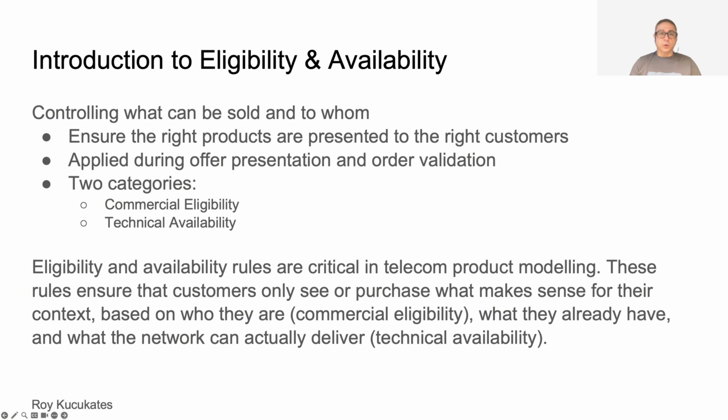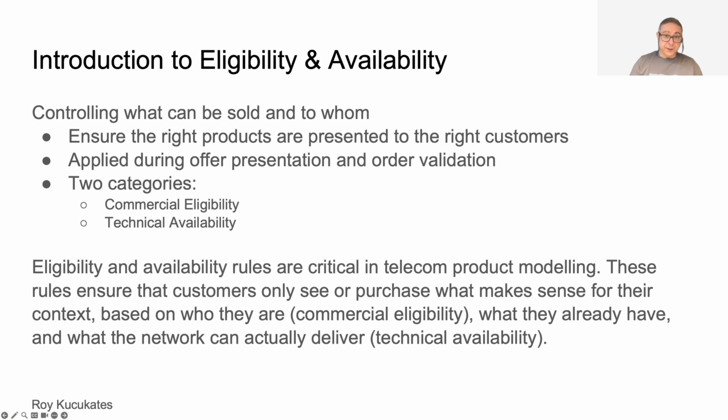These are just to control what can be sold to what kind of customers, or to whom, and they ensure that the products are presented to the right customers, and the products that are sold to the customer can be fulfilled correctly and without any error. So both eligibility and availability are applied during the offer presentation and order validation. And as I said, eligibility is always commercial and availability is always technical.